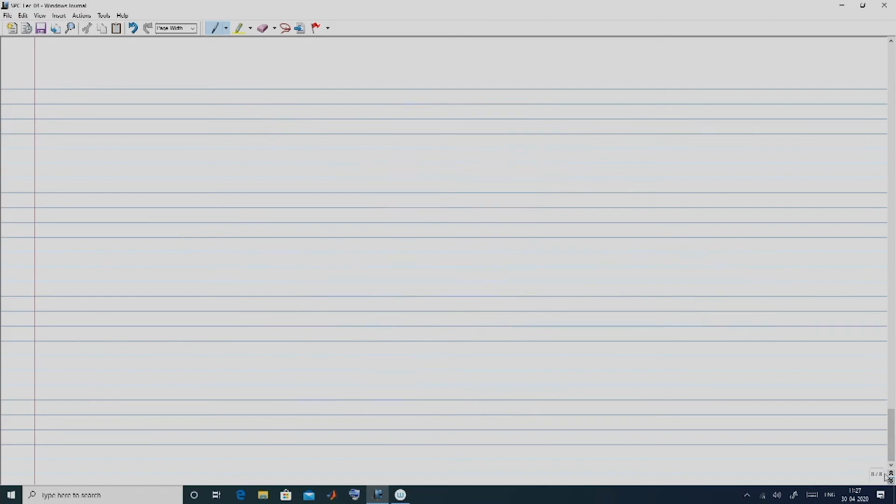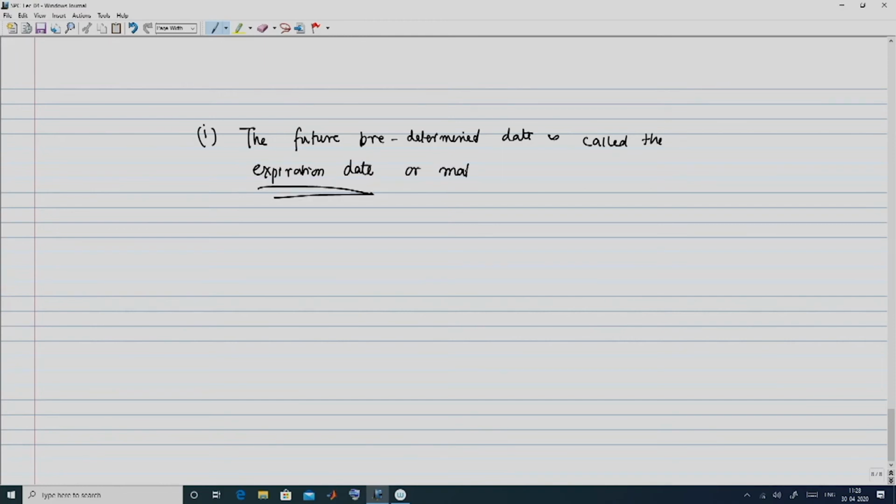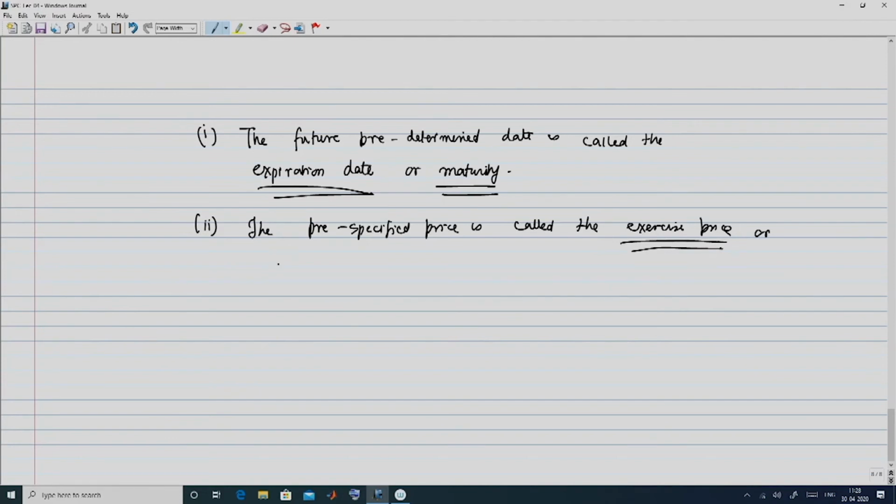Okay, so to wind up the discussion on the options, I will just quickly describe some terminologies. So, the future predetermined date is called the expiration date or maturity, and the pre-specified price is called the exercise price or the strike price.